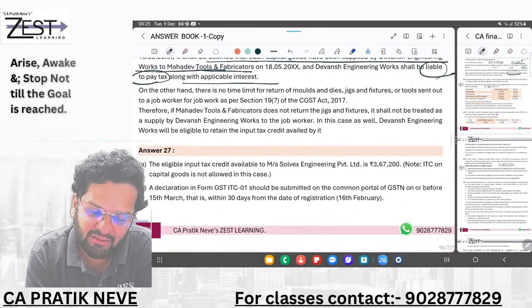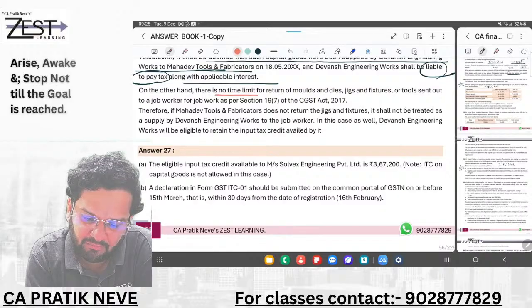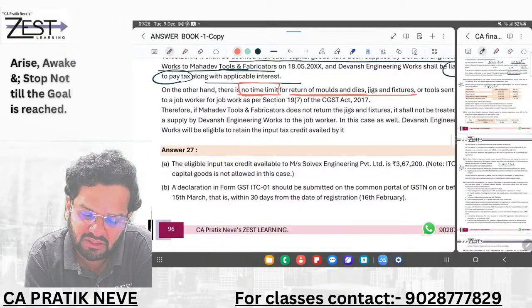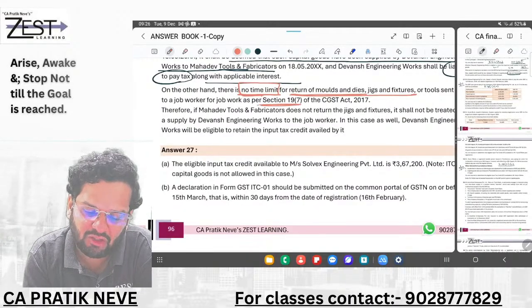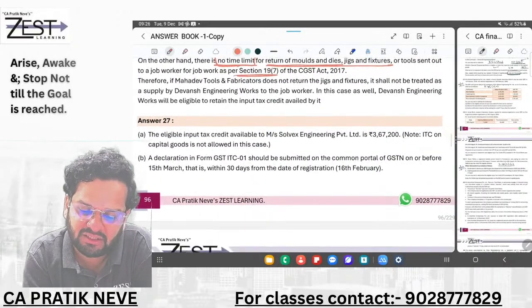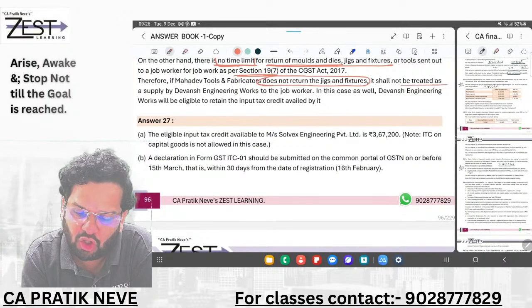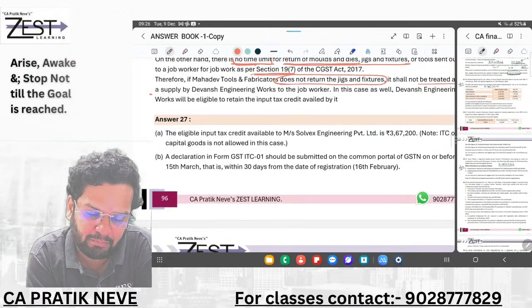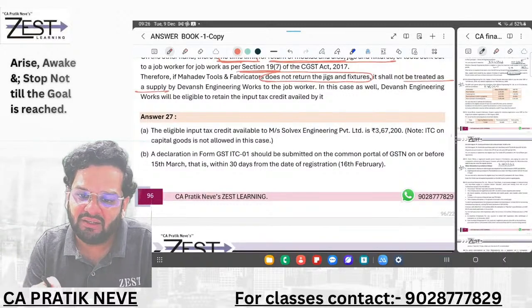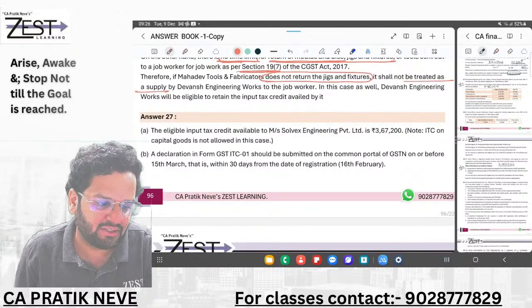On the other hand, is there any time limit for return of molds, dies, jigs, fixtures or tools sent out to a job worker as per section 19(7) of the CGST Act? No time limit. Therefore, if Mahadev Tools and Fabricators does not return jigs and fixtures, it shall not be treated as supply and there is no further action. Whatever ITC this principal has availed, it can continue to enjoy that ITC.